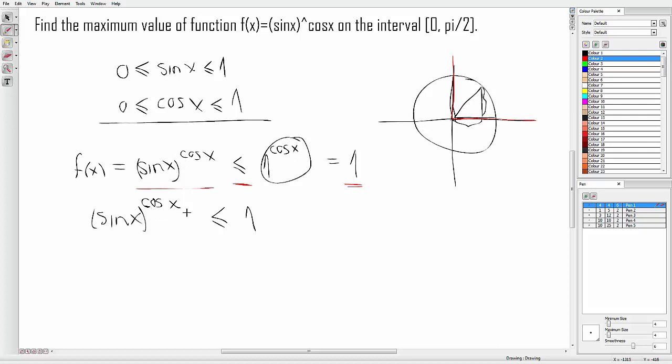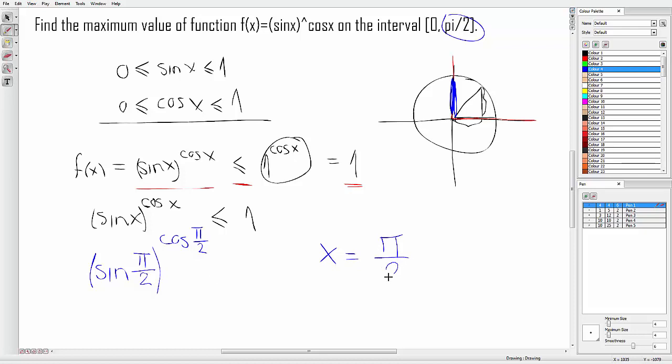We just need to find where sine x is equal to 1 in this interval, and that is, my friends, right here. It's x is equal to pi half. So we can say that sine pi half to the cosine of pi half is our solution. So x is equal to pi half.